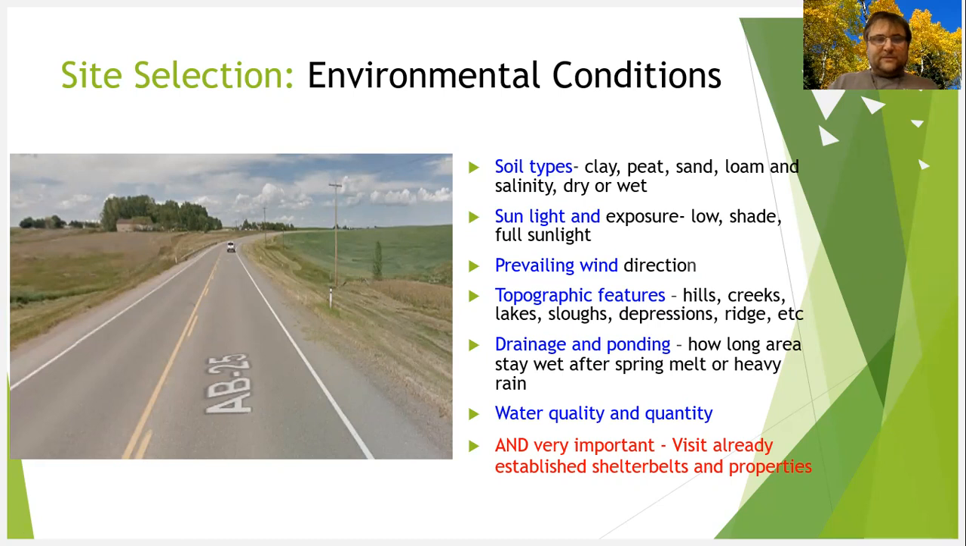Then, even though you are in a pretty flat area, still look at the exposure. Where is the lower or full sunlight exposure? Wind: you know better than I do what the prevailing winds are and how you're going to design your shelterbelts and windbreaks. Again, wind is one of the key factors. Topographic features, such as creeks, hills, sloughs, depressions and ridges, each require certain consideration. Each of them responds differently to how you're going to plant the trees.